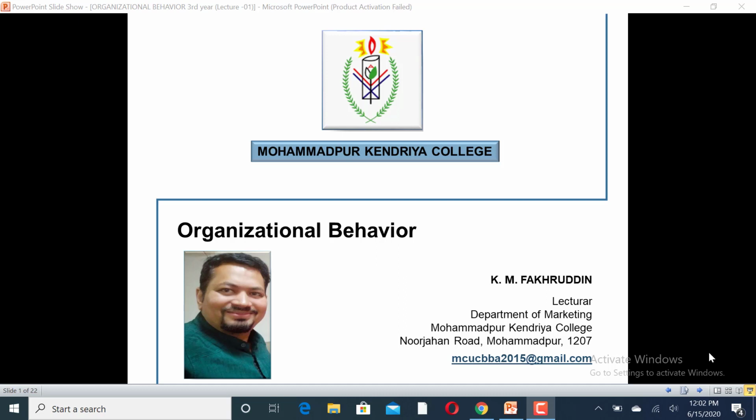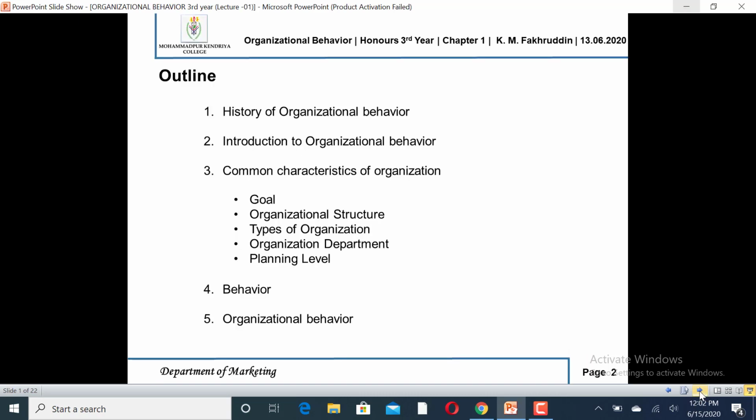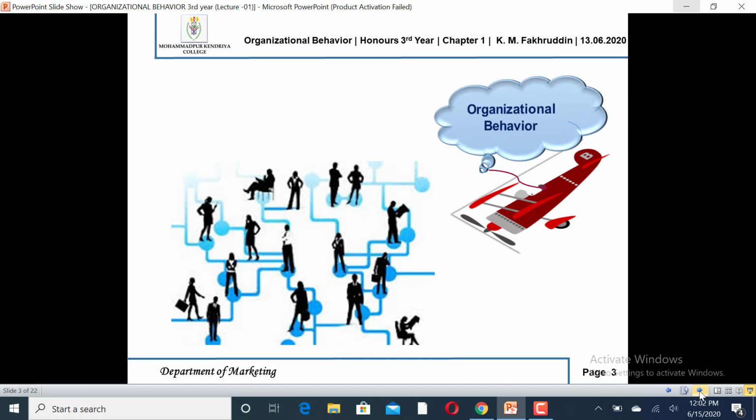Now I will go on to highlight the course outline, which includes the history of organizational behavior, introduction to organizational behavior, and common characteristics of organization, which include goal, organizational structure, types of organization, department, planning level and behavior, and lastly organizational behavior. I will briefly discuss why the concept of organizational behavior is most important in the modern corporate world.